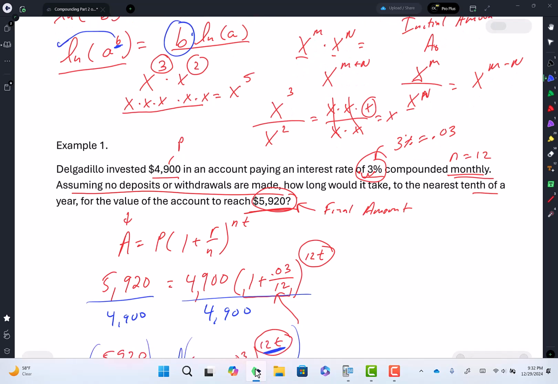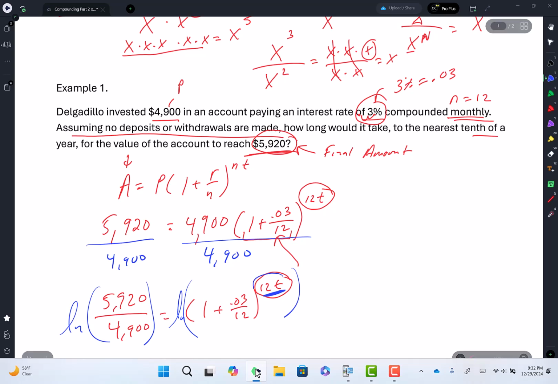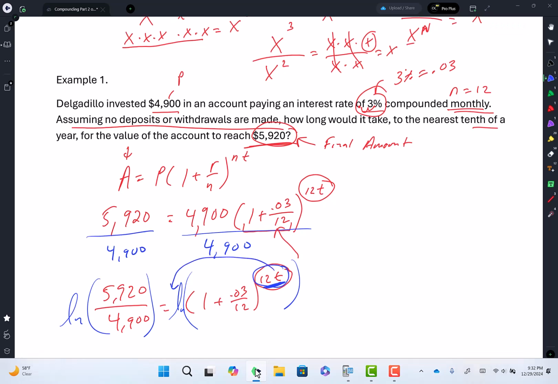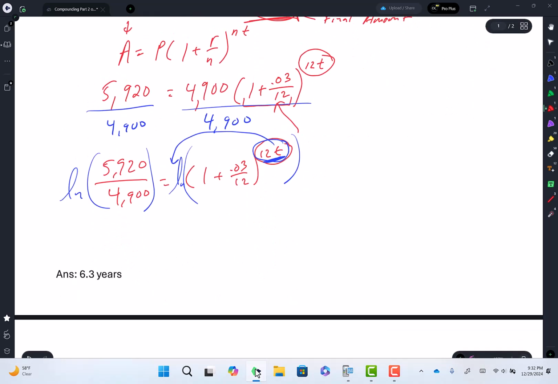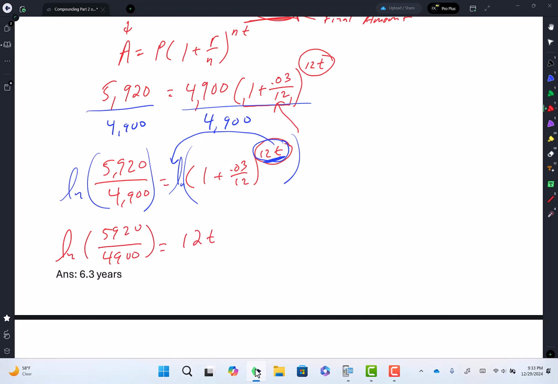And there it is. So this is like my b, and I'm going to bring that right there. So here we go. I'm going to write ln of 5920 over 4,900 equals 12t ln of 1 plus 0.03 over 12. So now what we want to do is get that t by itself, right? So all you're going to do is divide by everything except the 12.